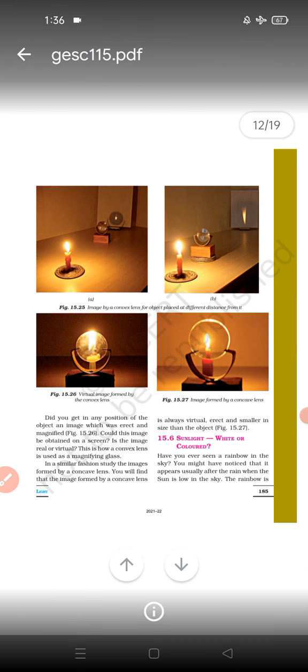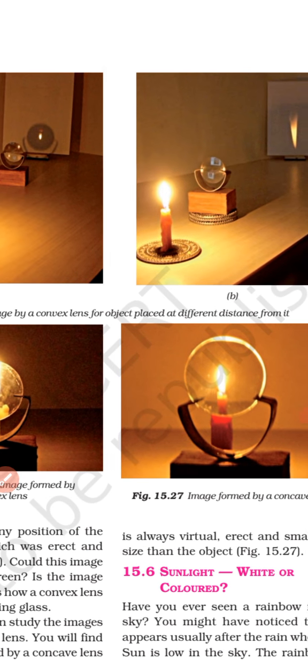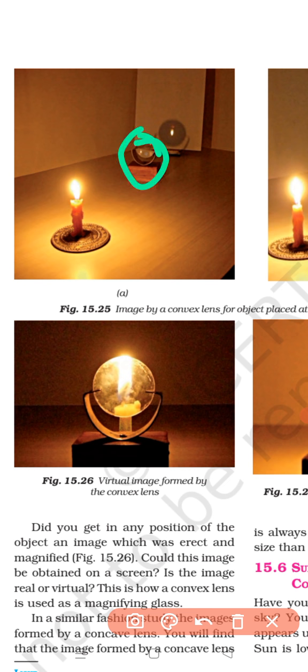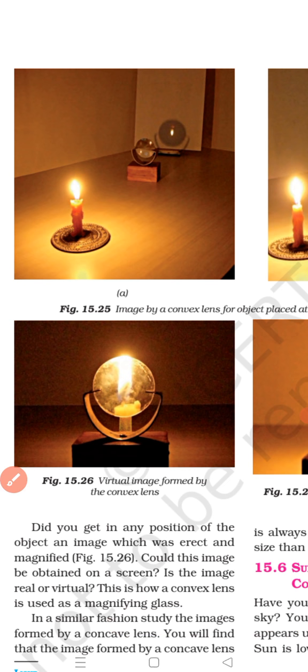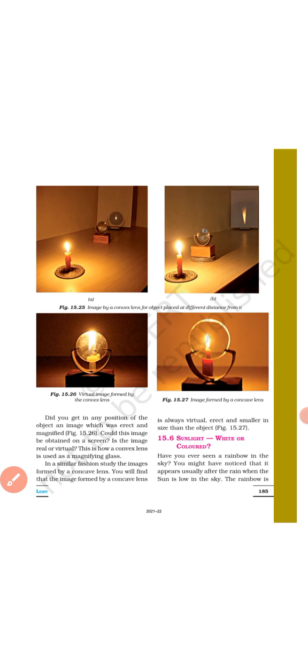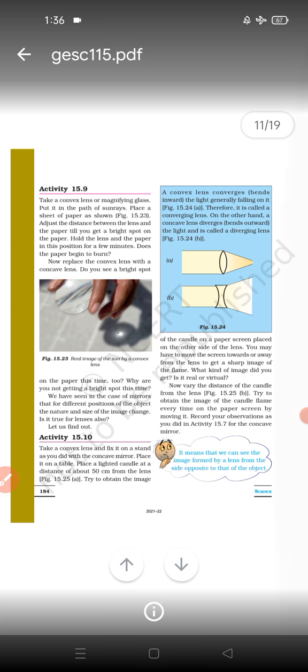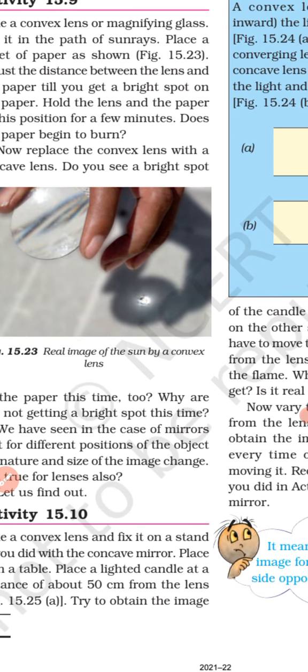On the next page it is shown over here. See, in page number 185. This is a convex lens used on the stand. So take a convex lens and fix it on a stand as you did with the concave mirror.